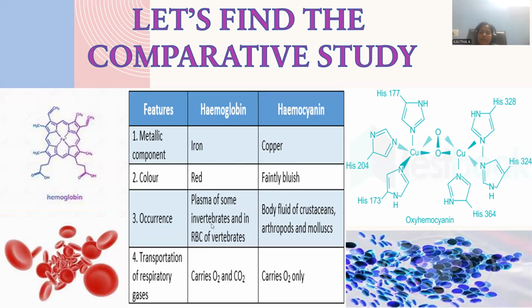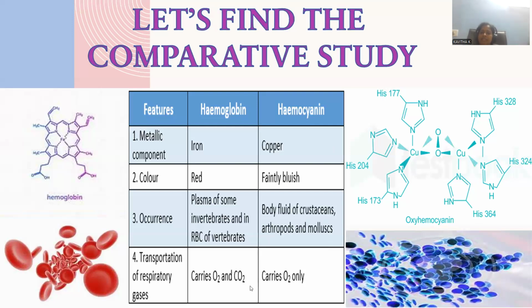Hemoglobin is in the plasma of some invertebrates. You can locate hemoglobin in the RBC cells of all the vertebrates, where the essential component is hemoglobin only. Hemocyanin is located within the fluids of crustaceans, the fluid said to be hemolymph. In crustaceans, arthropods, molluscs and cephalopods, in the body fluid called hemolymph, the existence of hemocyanin is possible. It transports the respiratory gases, able to carry oxygen and carbon dioxide, obviously.